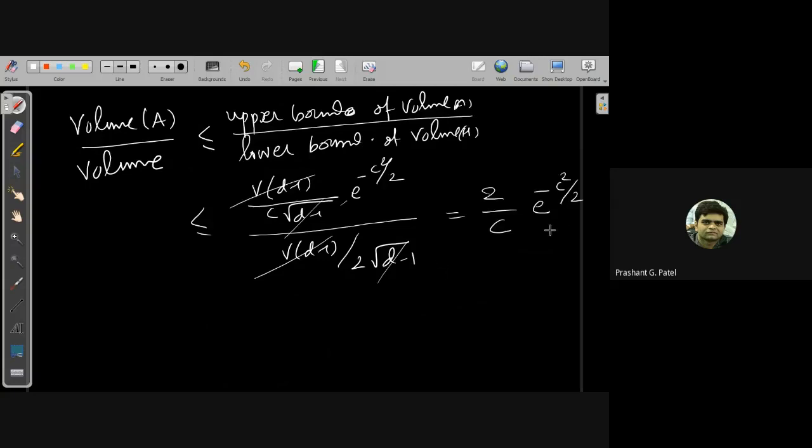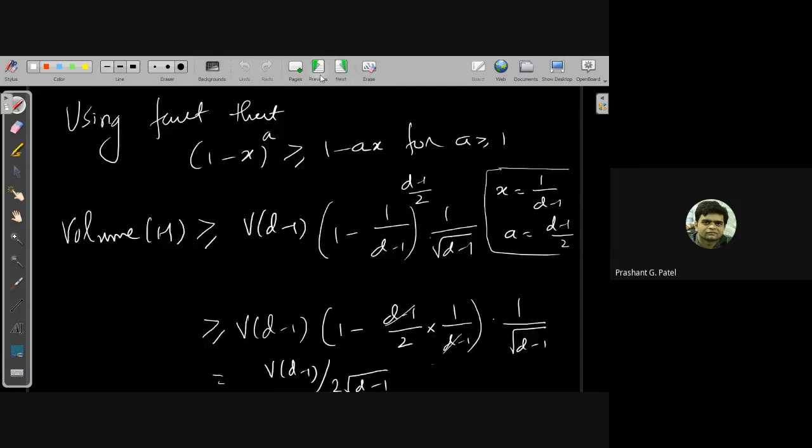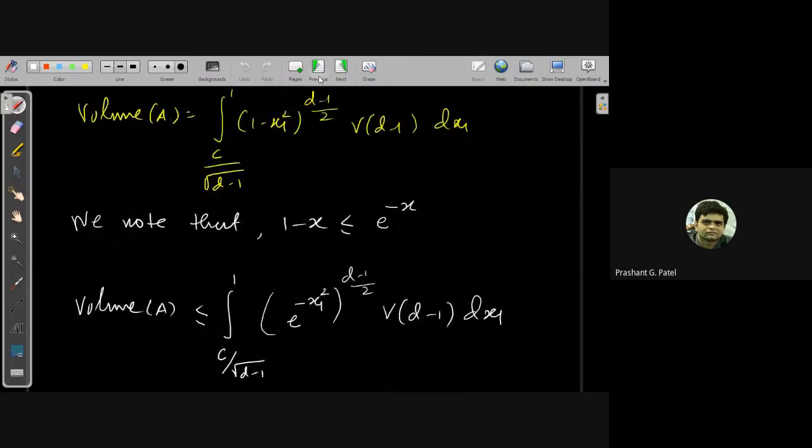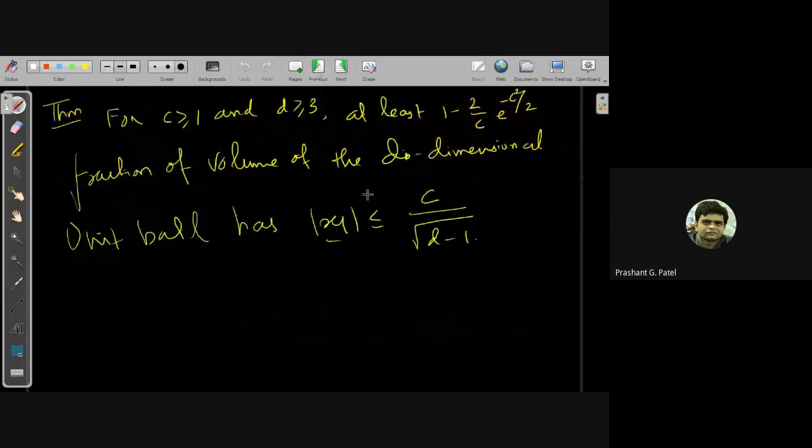And that completes the proof of this theorem. That is, most of the volume is, so a whole is 1 minus this much, that is 2 by c e power minus c square by 2. That fraction we have proved.